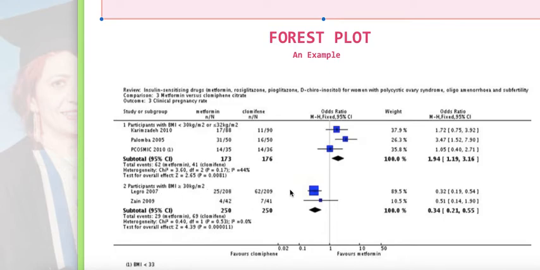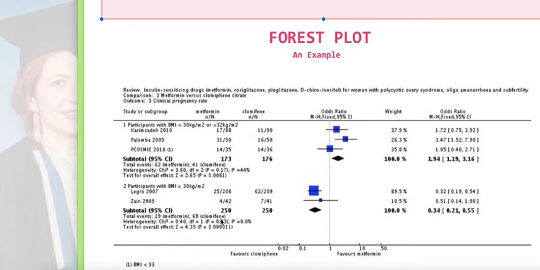So yes, here I'm quickly having a look, and I'm seeing that these boxes are on this side. Which side do they represent? This is not the control arm here. This is the clomiphene arm here. So I'll quickly see what group they represent, and what the features were.